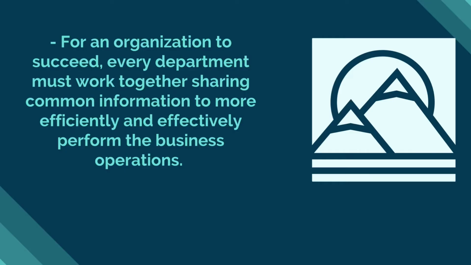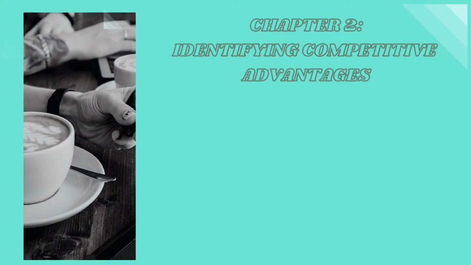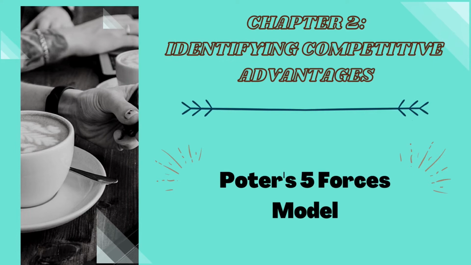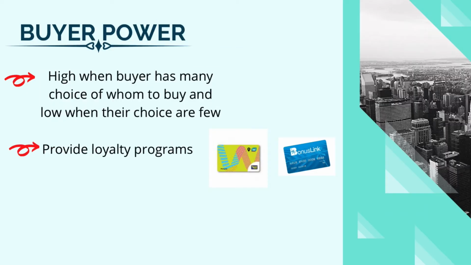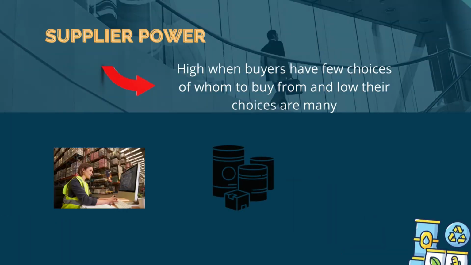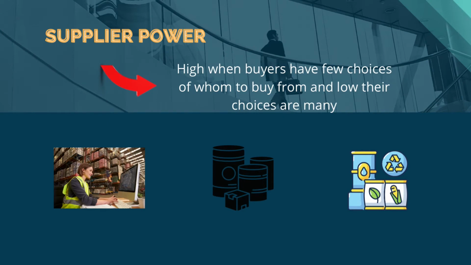For an organization to succeed, every department must work together, sharing common information to perform the business operation more efficiently and effectively. Next, Chapter 2. In this chapter, I will share about Porter's Five Forces model. Firstly, buyer power. This power will be high when buyers have many choices of whom to buy from and low when their choices are few. Besides that, supplier power is high when buyers have few choices of whom to buy from and low when their choices are many.